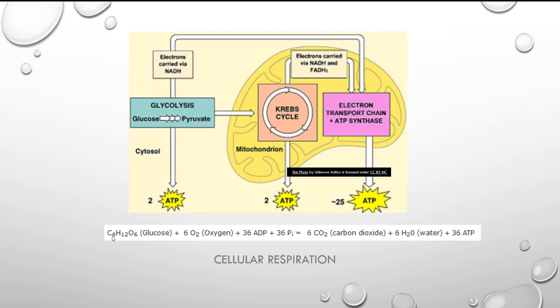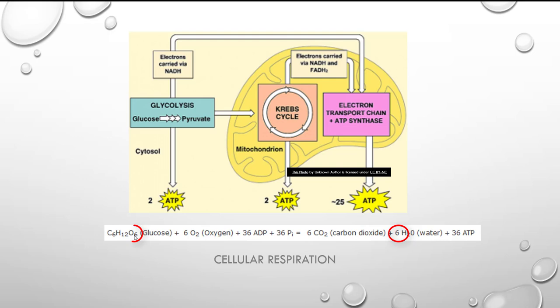So if we look at how many carbons there are, we have C6H12O6. So that means that we have 6 carbons on the left side of the equation sign, okay? And we have 6 carbons on the right side, okay? So here's carbon dioxide. We have 6 carbon dioxide, so there's 6. We have 12 hydrogens on the left side. We have 12 hydrogens on the right side.